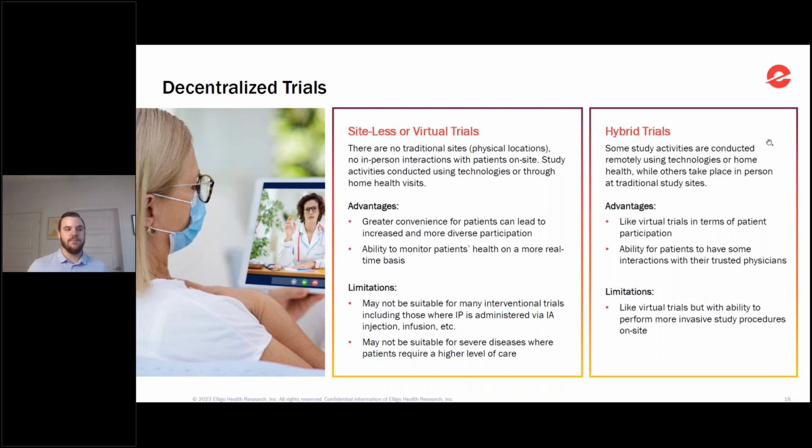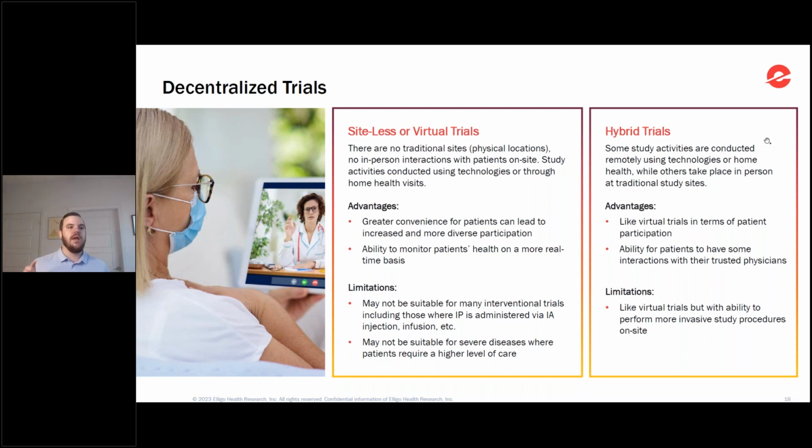If you think about different ways that investigational products are administered, so if an investigational product is administered via, let's say, an ultrasound guided intra-articular injection, or an infusion, those are typically things that you cannot do in either a home health visit or virtually, especially anything that involves surgical procedures and or more invasive procedures. And they're also generally not suitable for more severe disease states where patients require a higher level of care that often is facilitated through that in-person physician to patient interaction.